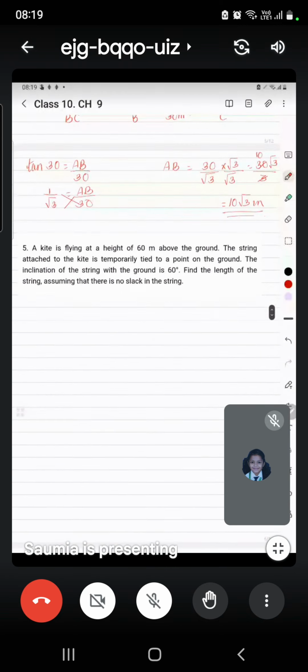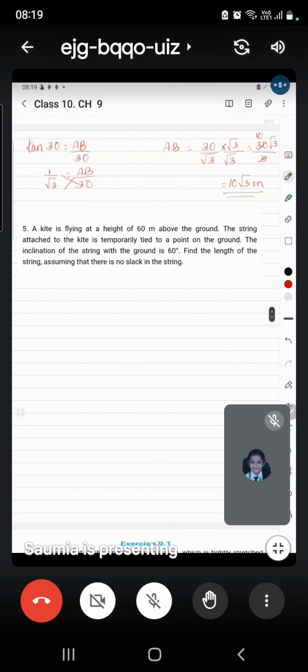Now, coming to the next question. A kite is flying at a height of 60 meters above the ground. That means let us have a kite K in the sky, right? Now, from the ground, let this be a point at the ground. From the ground, the kite is at 60 meters. This is what the first statement tells us. Okay. Now, what is the next statement saying?